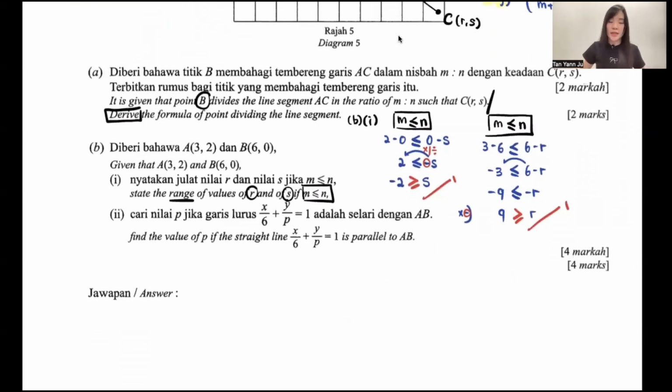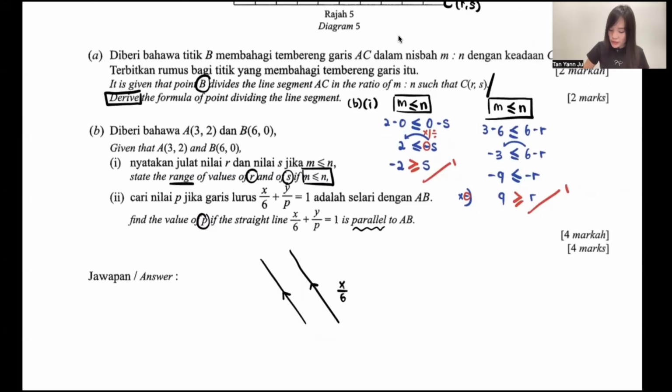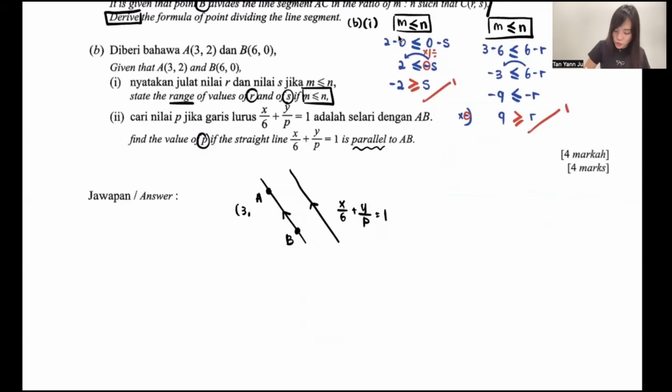Next one, 2. Then they say find the value of P if the straight line x over 6 plus y over P is parallel to AB. So guys, now they want to find P. When I read the sentence, I think the keyword is parallel. Parallel means these two straight lines are like that. This one is called parallel, okay? So one of the straight lines is x over 6 plus y over P equals to 1. The other one is AB. They already tell you the A coordinate is 3, 2, the B coordinate is 6, 0.